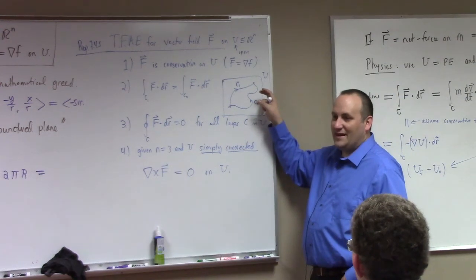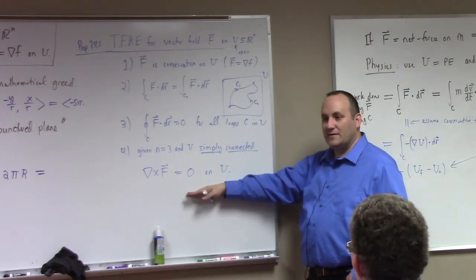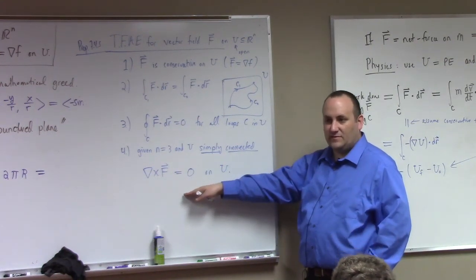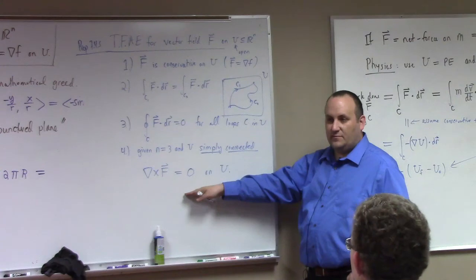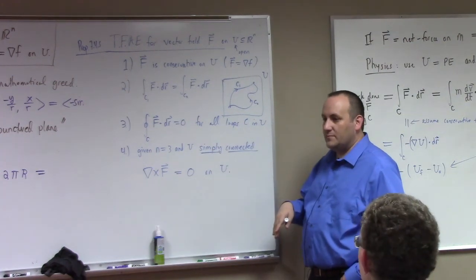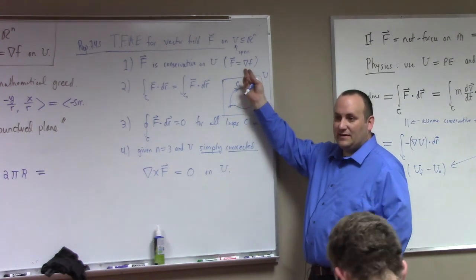So more often than not, what we actually calculate for a specific vector field is like the fourth one, because it's pretty easy to check the curl. That's a straight calculation, right? Curl is 0, your set's simply connected, whatever that means. It's conservative. Woohoo!